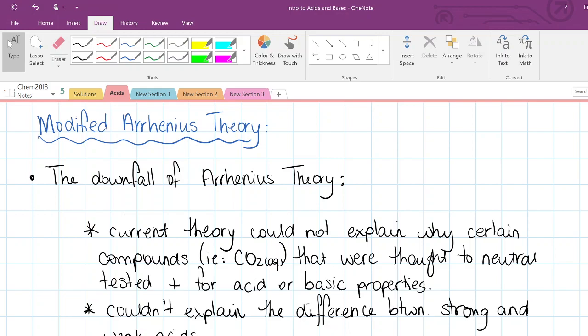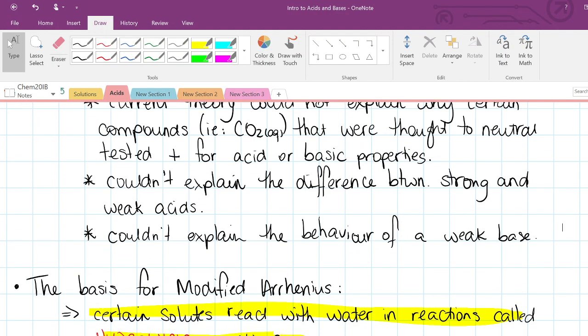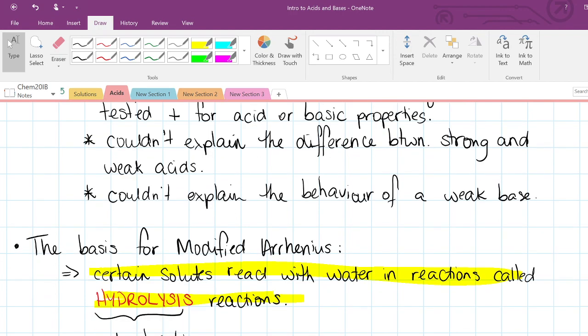Because if we look at the molecular formula for carbon dioxide, there is absolutely no hydrogen in there. But you guys tested it and you saw that it did test slightly acidic. The same thing happened with many other solutions. The other thing, as I alluded to earlier, was that his original definition couldn't differentiate between a strong versus a weak acid or a strong versus a weak base, right? And so this is where he started revamping his definition.